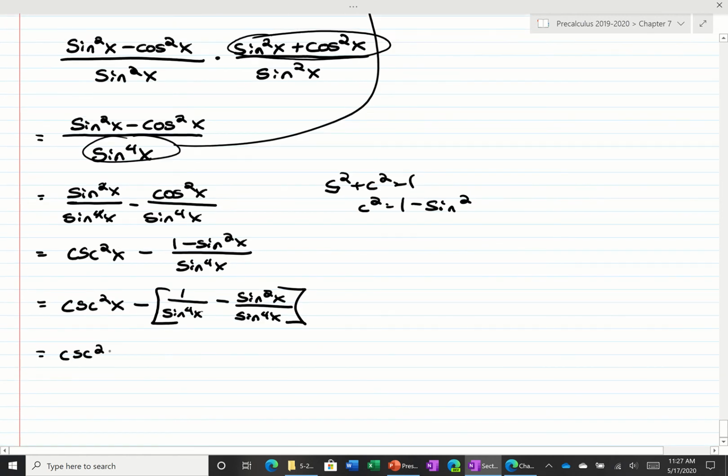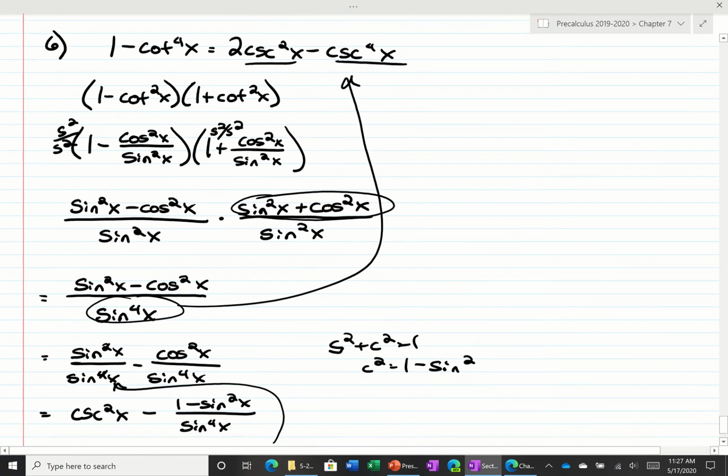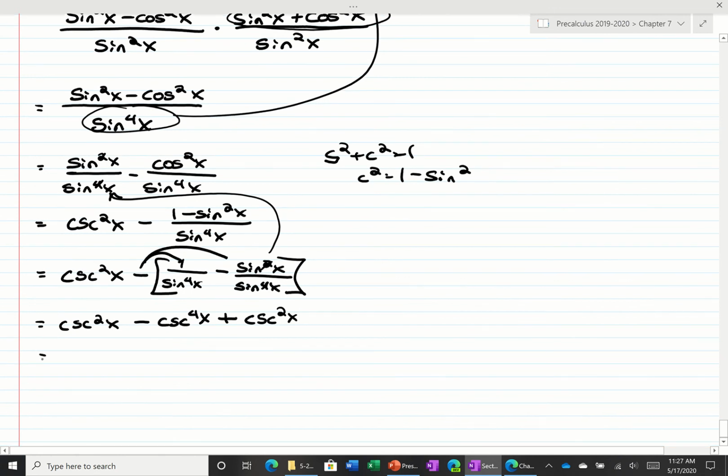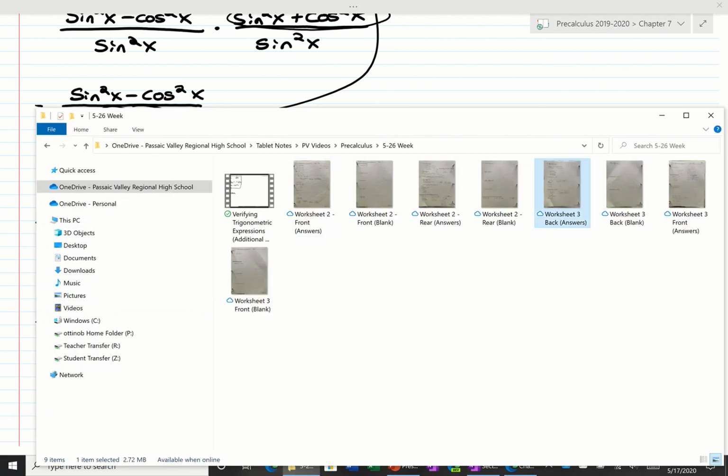This would be cosecant squared of x minus cosecant to the 4th of x minus, well, that's the same thing we had over here, where 2 of these cancels with 2 of these, and that would be minus cosecant squared of x. But because you're multiplying a negative, that turns into a plus, and you would get 2 cosecant squared of x minus cosecant to the 4th of x. Now that one's really tough. I think that might be the hardest one that we'll do in this whole section.